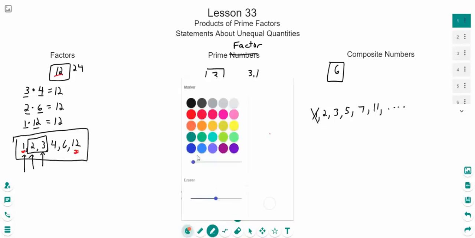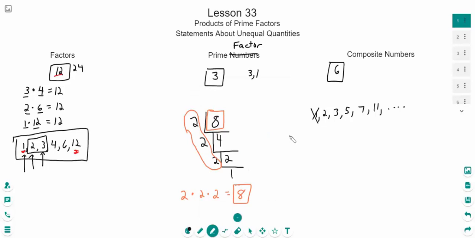Let's say we've got, let's see, let's go 82. 82 as a product of prime numbers, or prime factors. Let's do this upside down division sign here and go through our prime numbers. What's our first one? It's a 2.